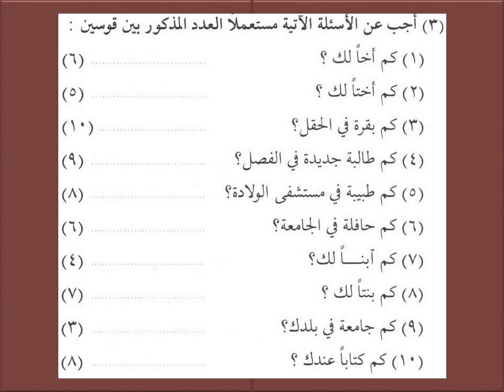Okay, right, so let's see. Kam talibatan jadidatan fil fasli. How many new female students in the classroom? So the answer should be 9 new female students in the classroom. So you will start with in the classroom. You will say fil fasli tis'u talibatin, sorry, I made a mistake, not talibatin jadidatin, tis'u talibatin judadin.